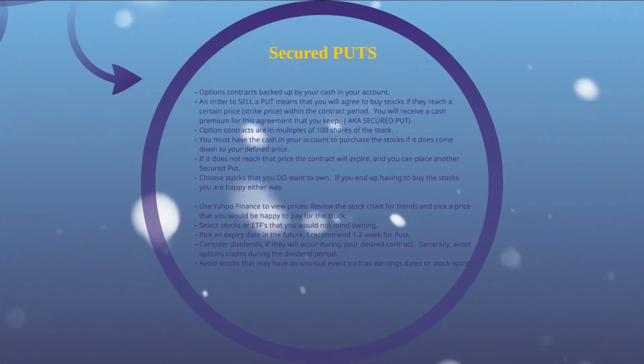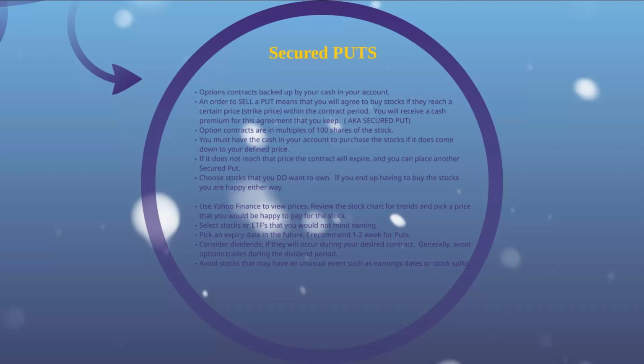Secured puts. These are option contracts backed up by cash in your account. To sell a put means that you will agree to buy stocks if they reach a certain price, also known as a strike price, within the contract period. You will receive a cash premium for this agreement, of course, that you get to keep. It's also known as a secured put.